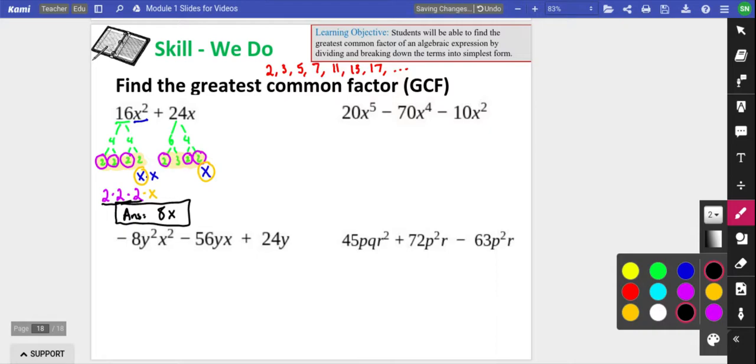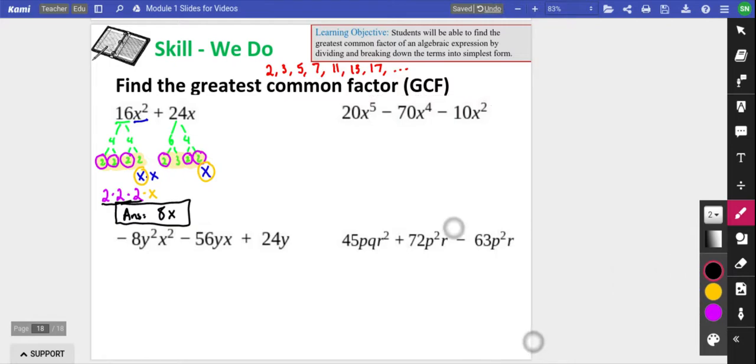Another method would be, and we'll be using that for the one on the top right, to see a number that they have in common. So is there a number that divides 20, negative 70, and negative 10? Well, what if we divide by 10? If we divide 20 by 10, we get 2. If we divide negative 70 by 10, we get negative 7. If we divide negative 10 by 10, we get negative 1. Therefore, 10 is the greatest number that we can divide by.